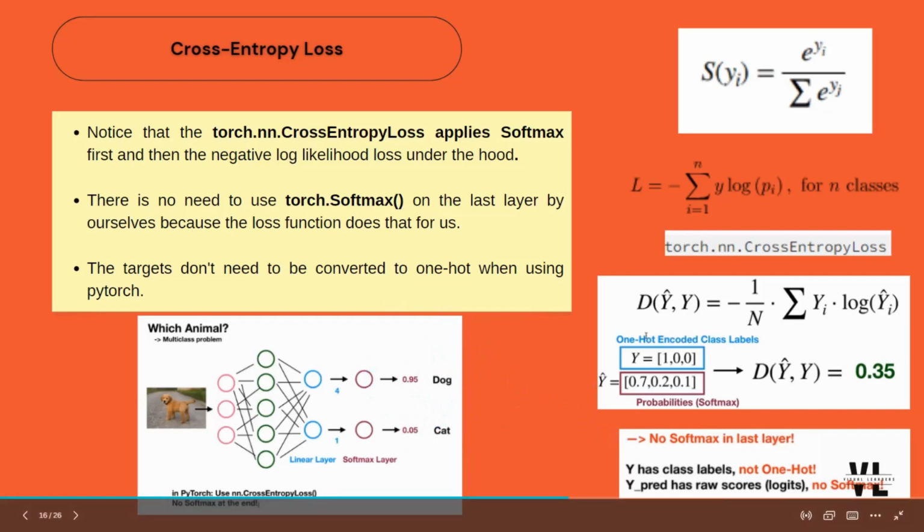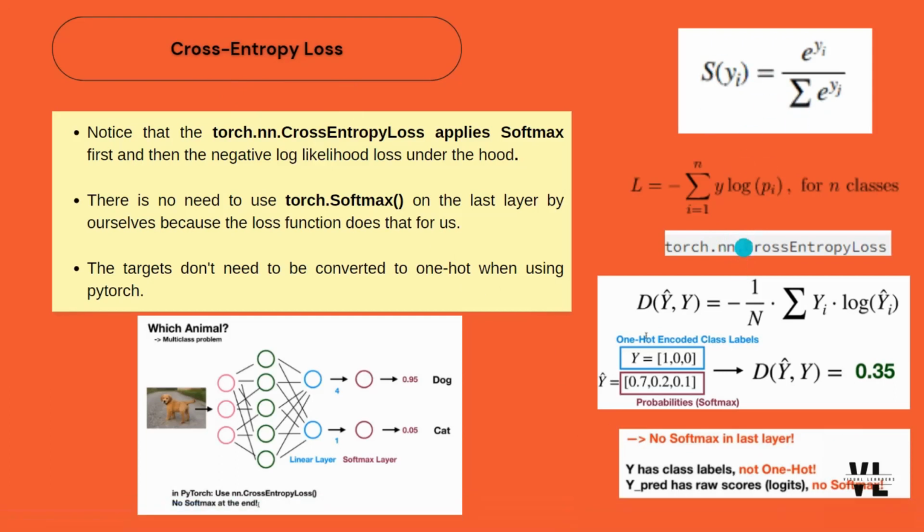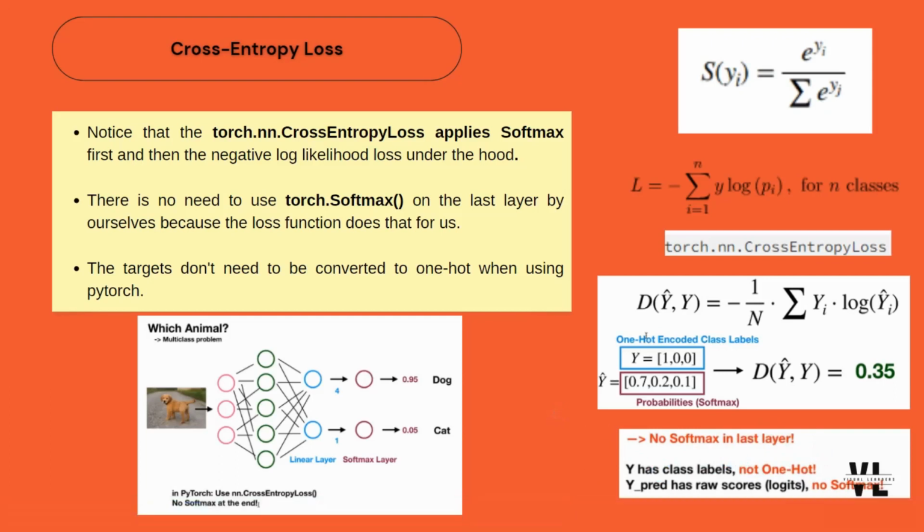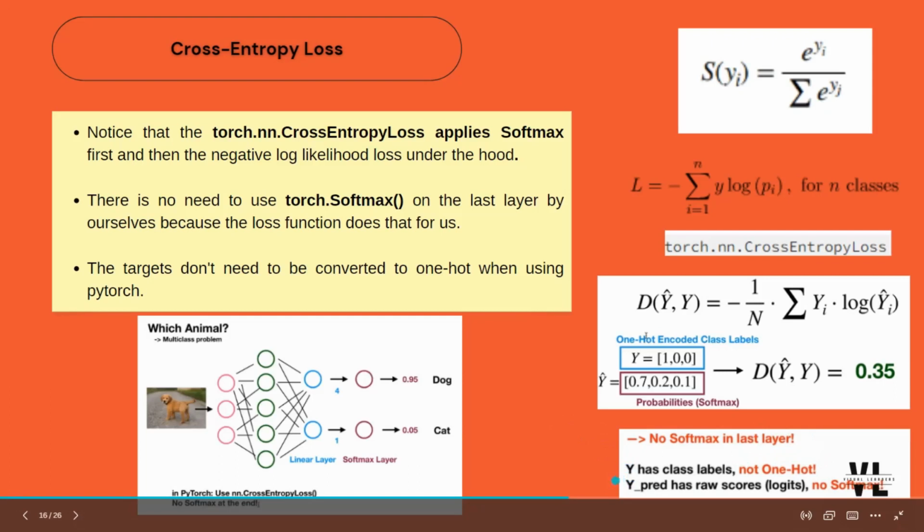So the things that you need to remember is that there is no softmax in the last layer. Don't implement softmax by yourself when you use cross-entropy loss, because PyTorch implements the softmax layer by itself. And another thing to remember is Y has class labels. We have to provide the target variable as a class label and not a one-hot encoded vector. And the prediction from our model, the raw scores, has to be logits. So logits are just the numbers that we get from the linear layer, and do not apply softmax by yourself.